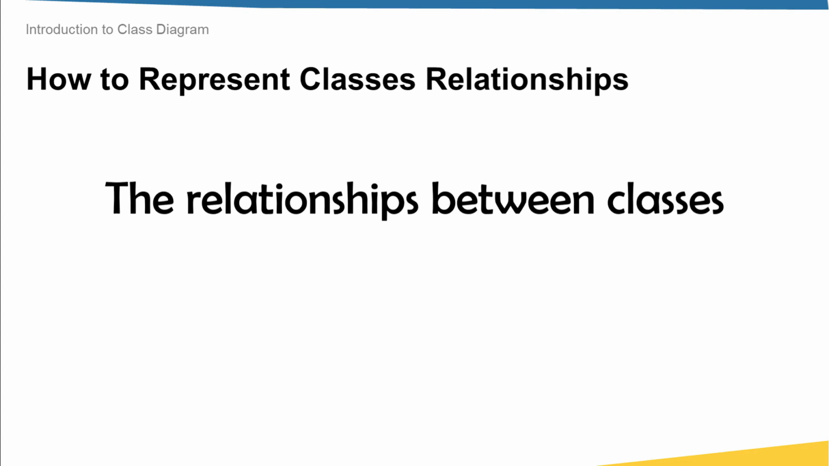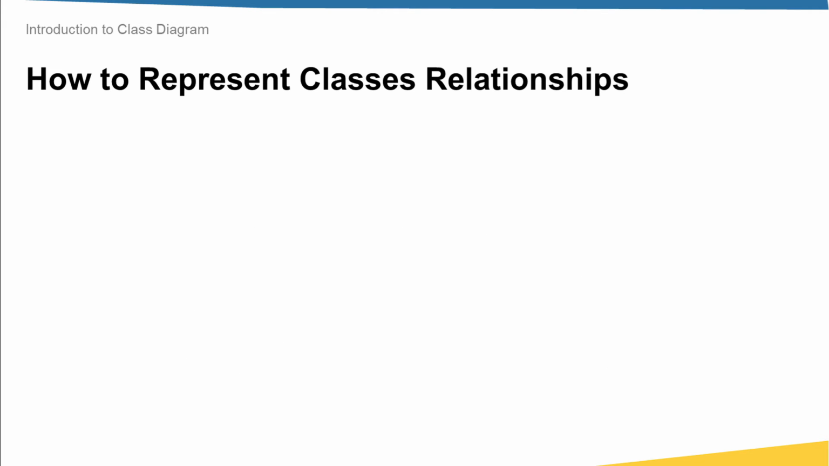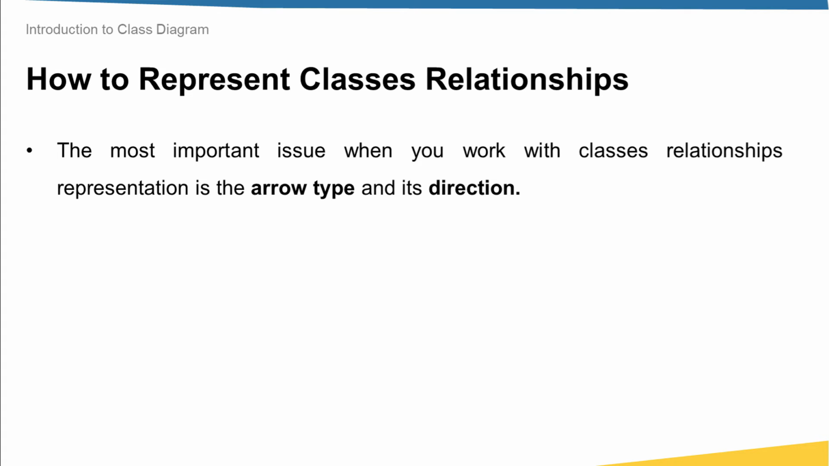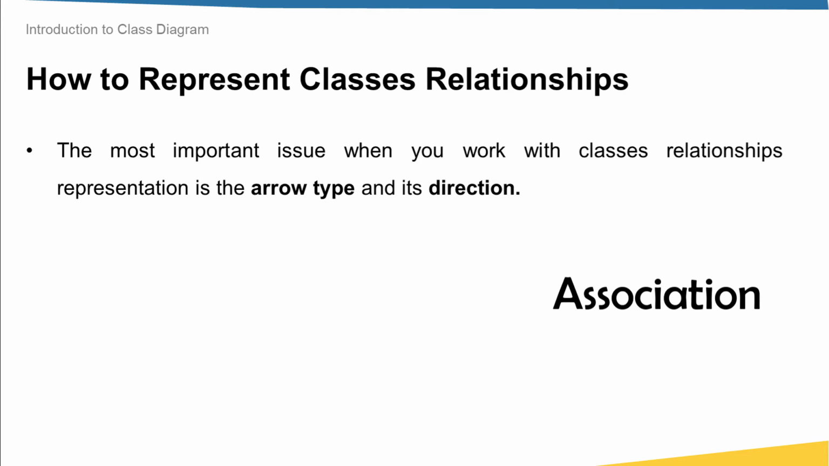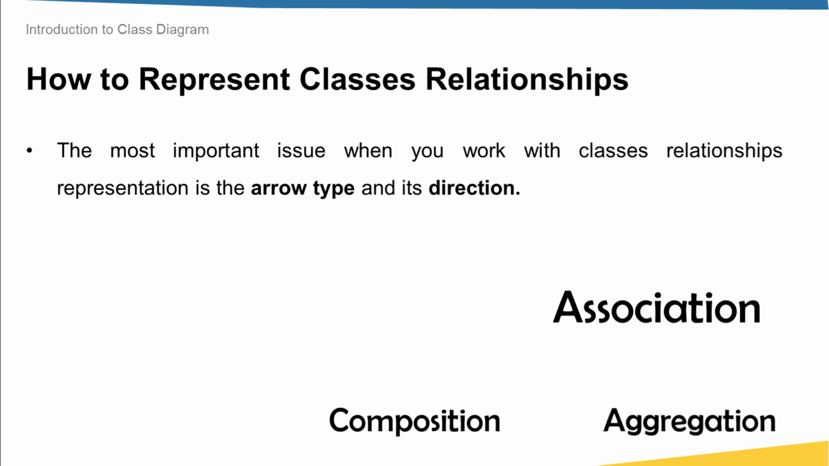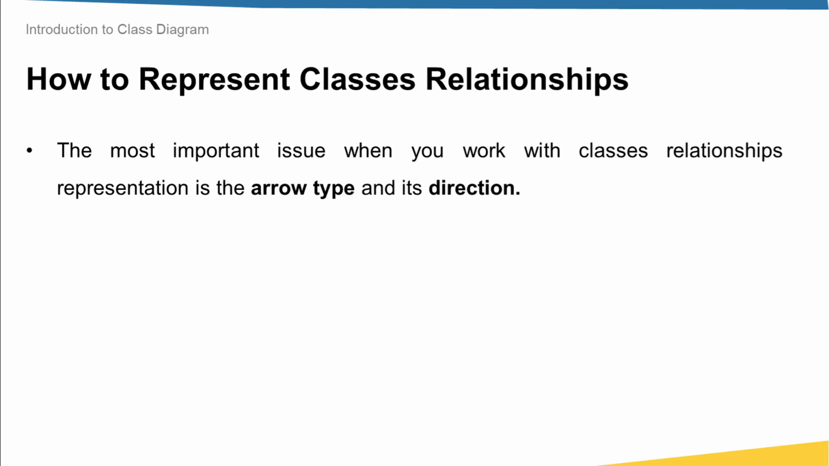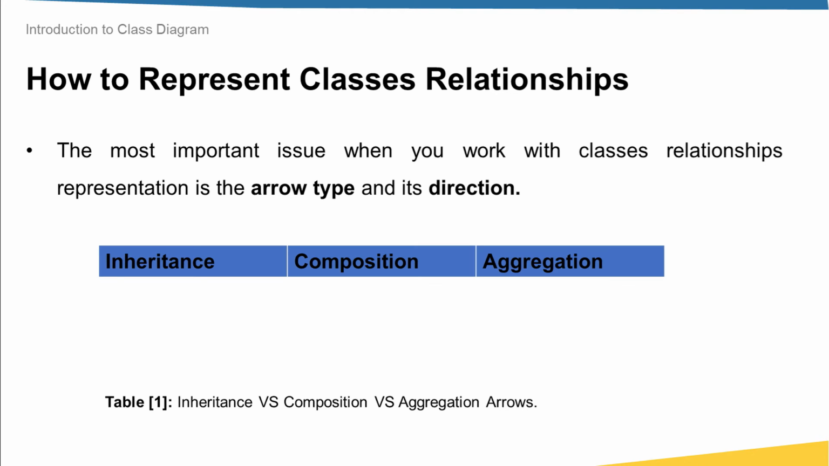Now let's talk about the relationships between classes. To represent this relationship, we are using different types of arrows. And what you have to be careful about for different types of relationships is what the arrow type is and what its direction is. We know that we have two types of relationship, which are inheritance and association. And under association, we have composition and aggregation. We know that under inheritance, we have multiple types of inheritance relationship, but at the end, all of them will use the same symbol. So let's see together now.